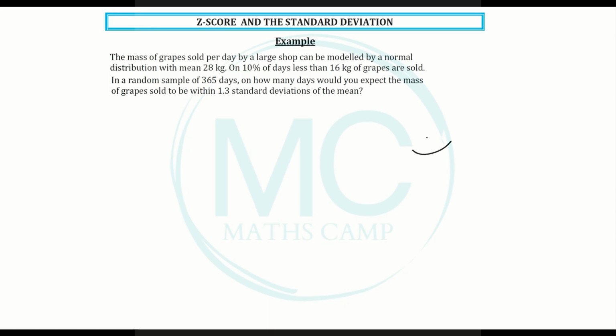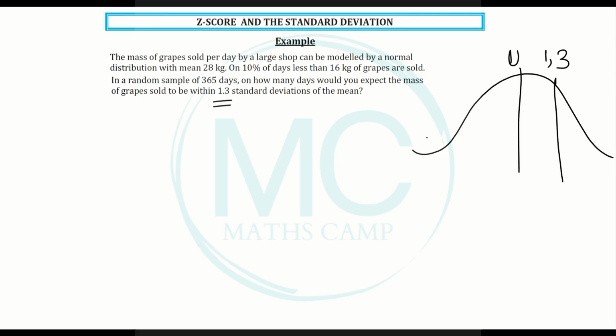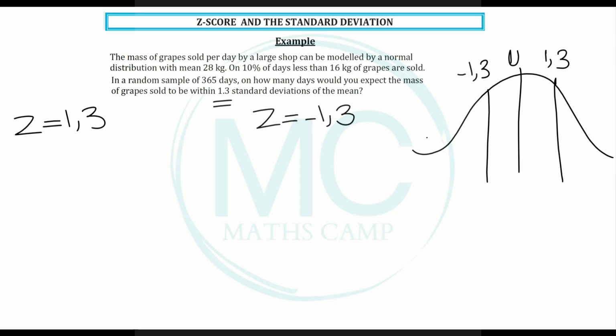Let's draw a quick graph. There's our bell curve. There's our mean. And we are looking at values within 1,3 standard deviations. So we have positive 1,3 on the right and negative 1,3 on the left. This means that we need to consider a z value of 1,3 and a z value of negative 1,3.